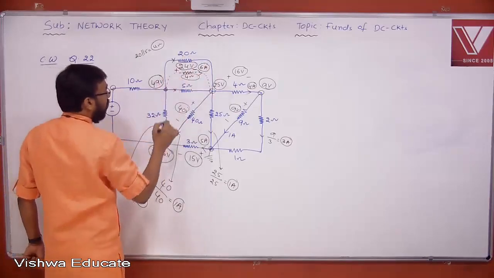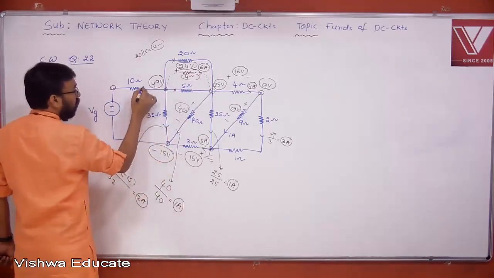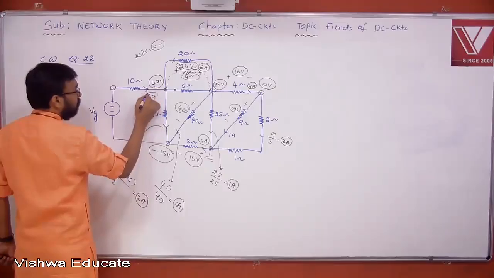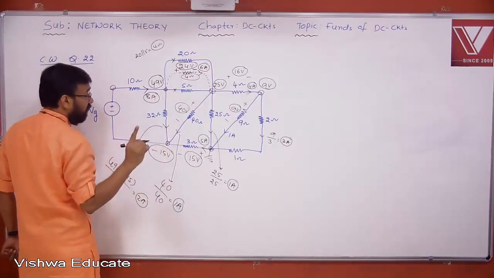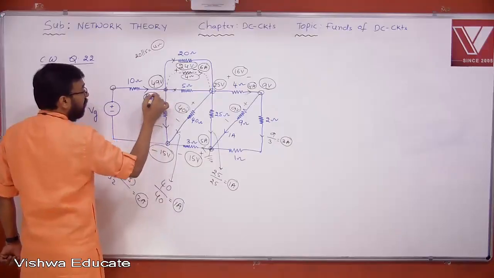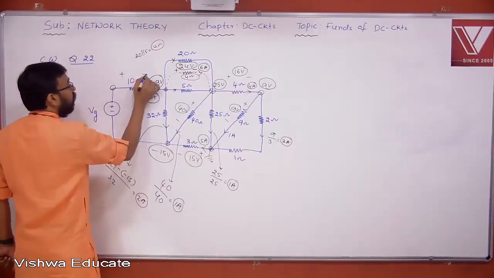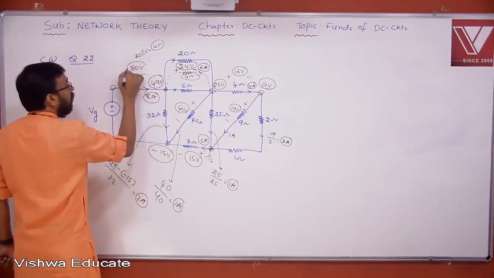6 ampere current is flowing here. What is the total current actually here? 8 ampere. 8 amperes are leaving, so 8 amperes should enter to satisfy KCL. 8 into 10 will give you 80 volts.